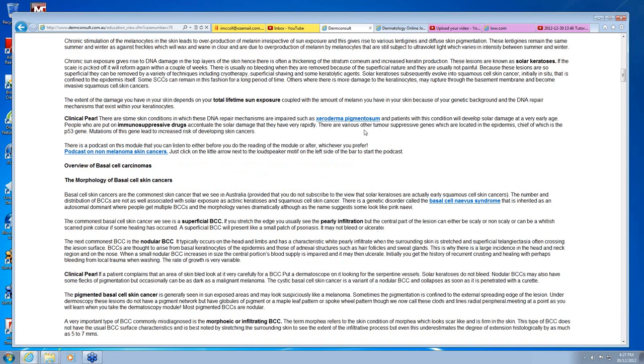And the hint would be if you see a child that's got an excessive amount of freckling at an early age and even some signs of solar keratosis, then consider them as potentially suffering from xeroderma pigmentosum.